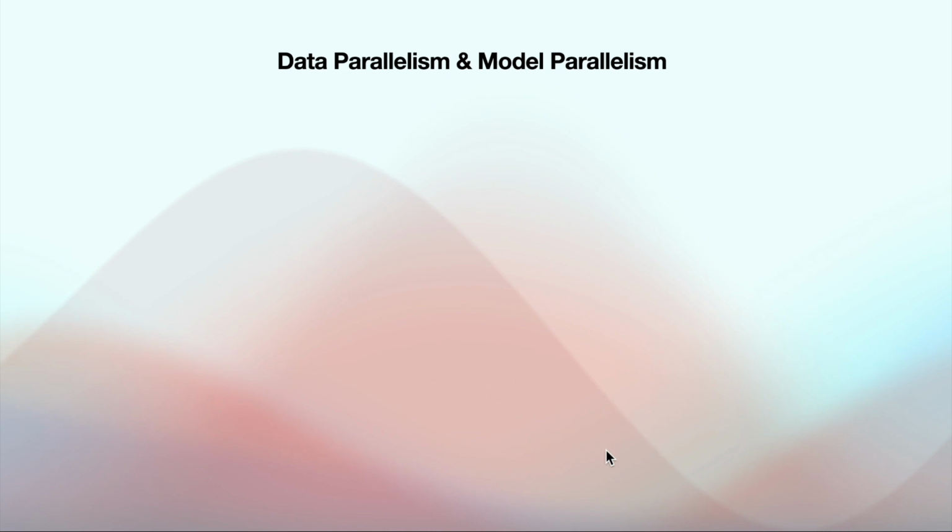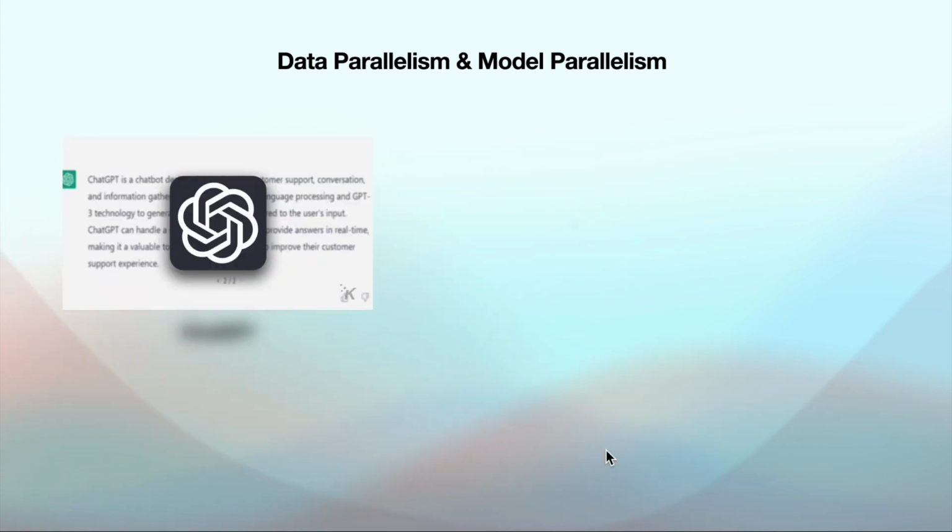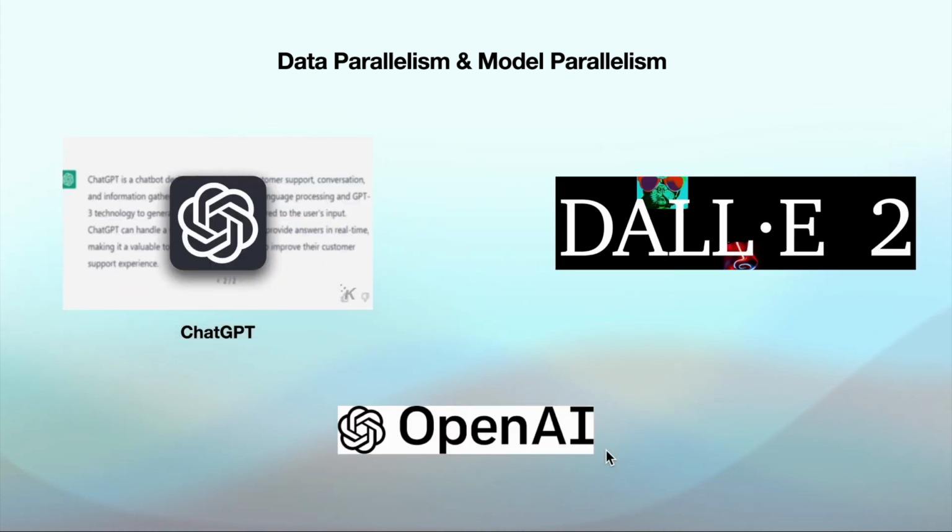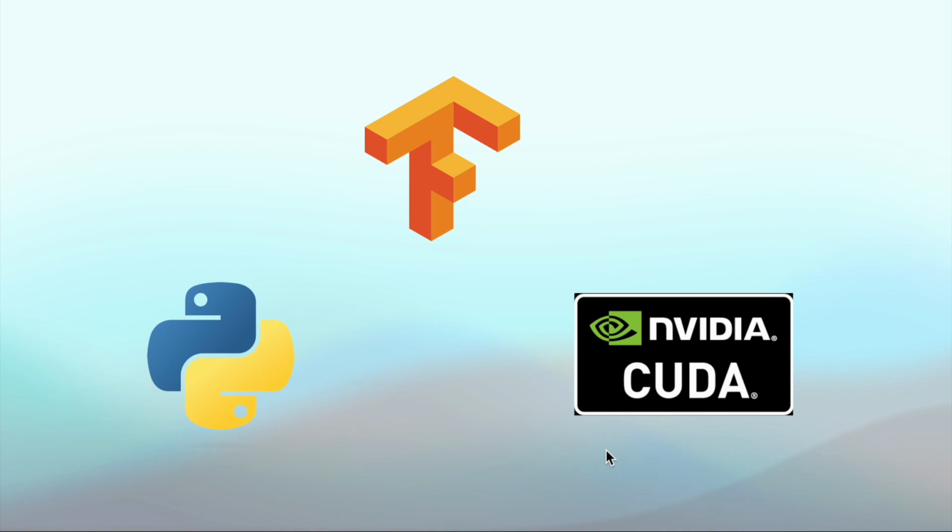Data parallelism and model parallelism together power most of the cutting edge AI solutions today, be it ChatGPT or DALL-E from OpenAI. You are now ready to go ahead and train your first model using distributed training.